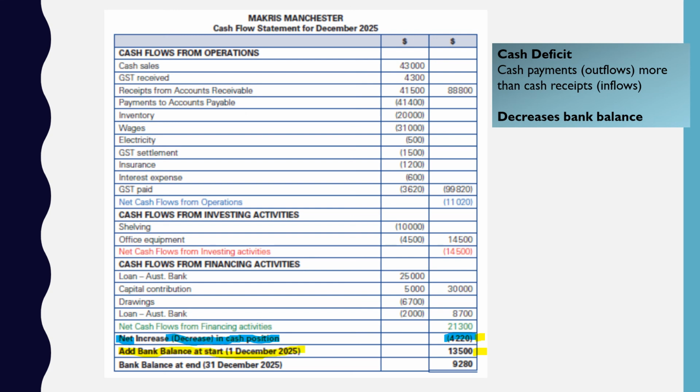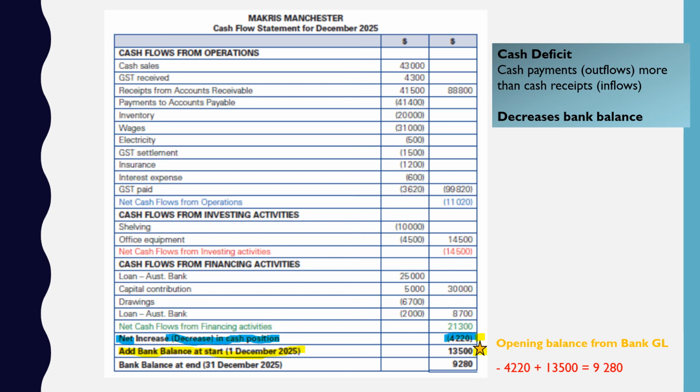And where can we get this information from? It will be given to us in the question, and in this case, we can get the opening balance from the bank ledger account. Now we add up these amounts using the same approach as advised earlier, where we use negatives for the cash deficit amounts. In this case, it will be negative $4,220 plus a positive bank balance at the start, which was $13,500. So this gives us a closing balance of $9,280.